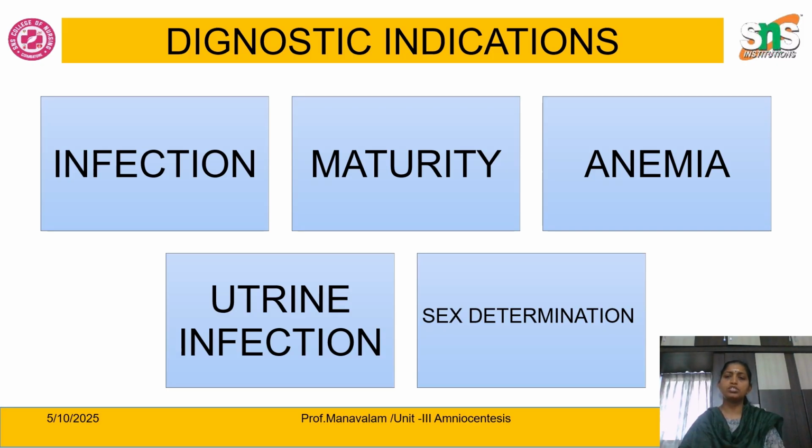So lung maturity is found out by the presence of surfactant. By measuring the surfactant present in the amniotic fluid, we can easily know about the maturity of the fetal lungs. Then we can terminate the pregnancy in order to prevent further complications.